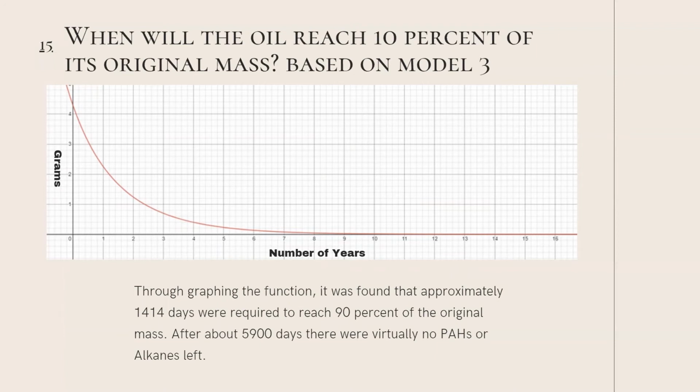Through graphing the function, it was found that approximately 1,414 days were required to reach 90% of the original mass of PAHs and alkanes. After about 5,900 days, there were virtually no PAHs or alkanes left.